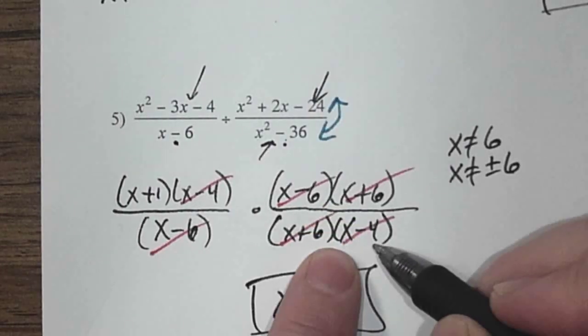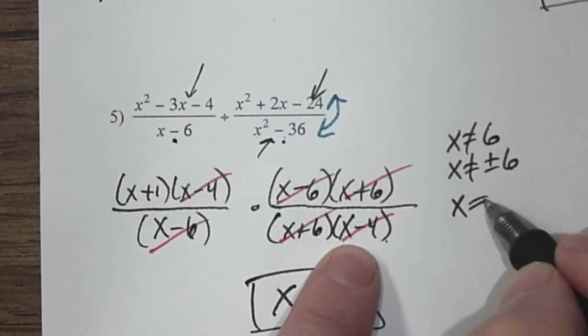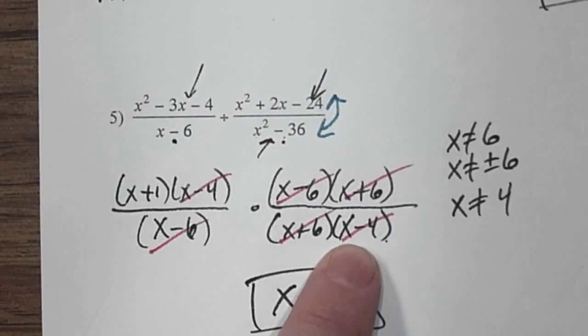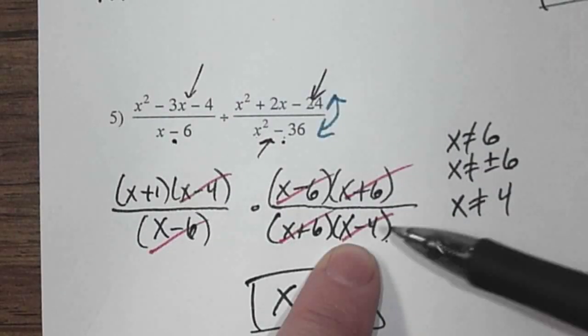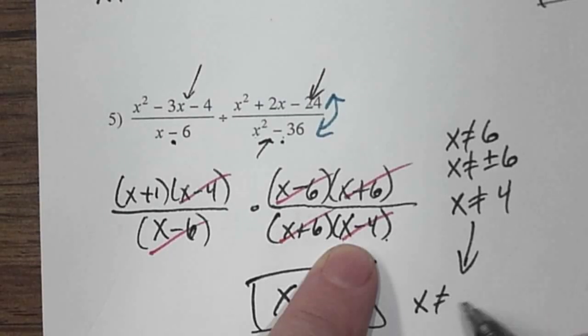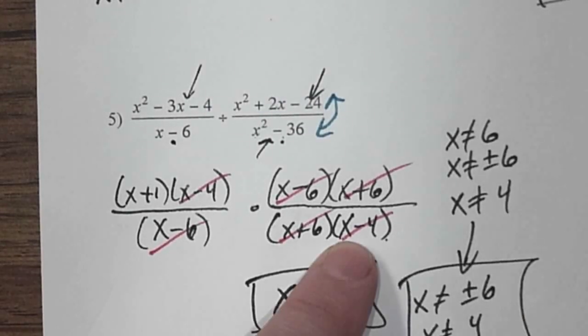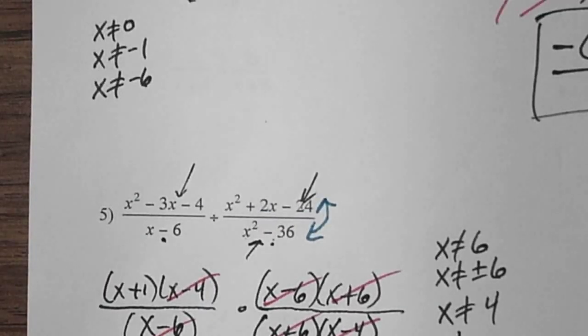When we flip it, we have to include this one right here, so x is also not allowed to equal 4. Even though it was originally numerator, when it flips, it becomes denominator. We got to include that. So to clean that up, we can't have positive or negative 6 or 4. That would be my excluded values if I was asking for it. And there's multiplying, dividing.